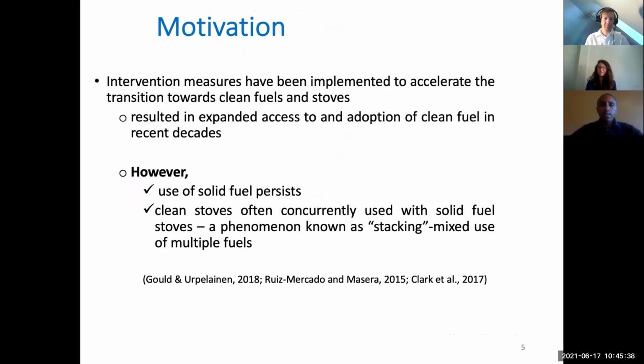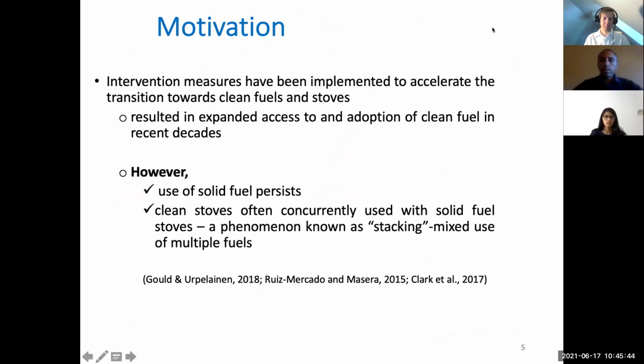Intervention measures have been implemented to accelerate access to clean cooking solutions. This has resulted in expanded access to and adoption of clean cooking solutions in recent decades. However, many studies show that use of solid fuel still persists, and the clean stove is often used concurrently with solid fuel stoves. This phenomenon is known as stacking, or mixed use of multiple fuels.